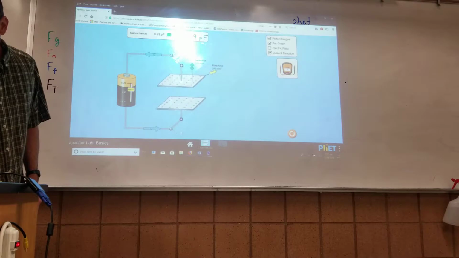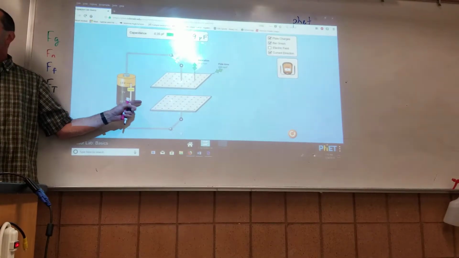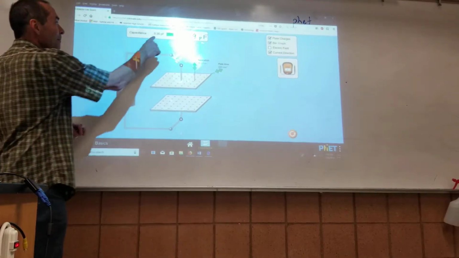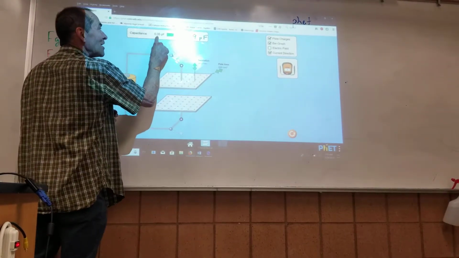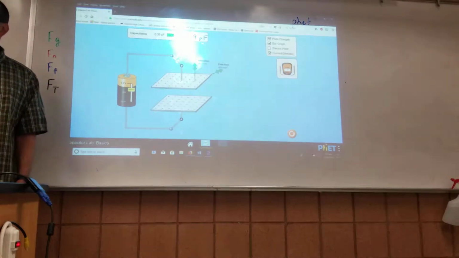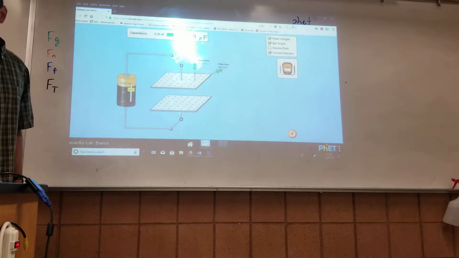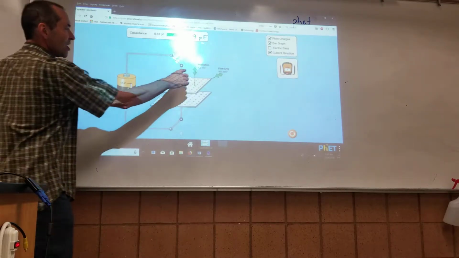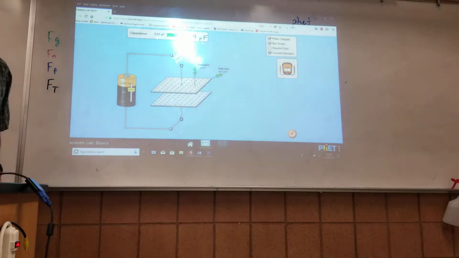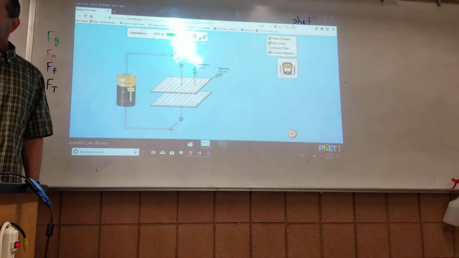Bigger, bigger, big. And you can see clearly that you now can hold much more charge because there's more plate area. And look what happened to the capacitance. It went from 0.09 to 0.35. The capacitance just went up because the size got bigger. What happens if I change the separation? If I get closer, can I hold more charge or less charge?